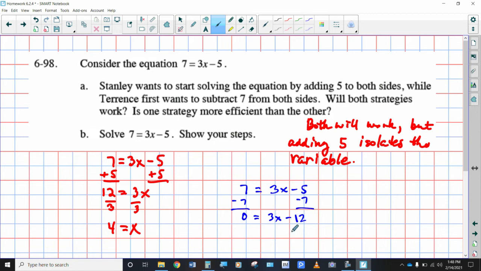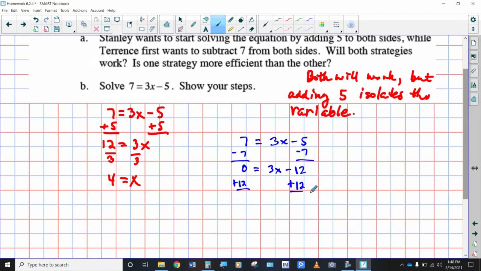So once you're here, then you would have to add 12 to each side because you want to get your variables on one side and your constant on the other. So they cancel out, leaving you with just your 3x's and your 12 on this side. So notice that is exactly the same thing that we have right here.